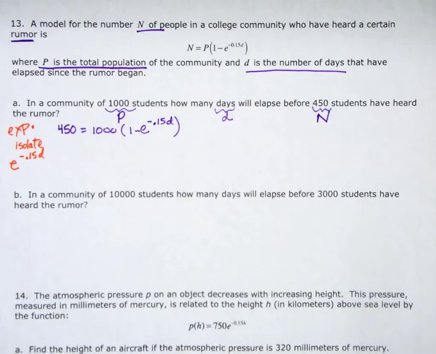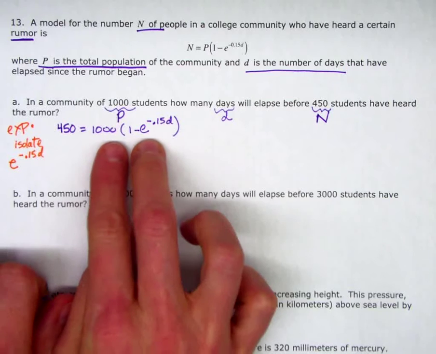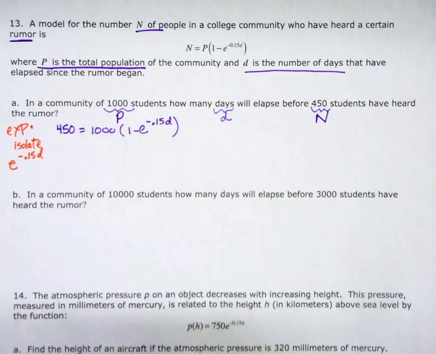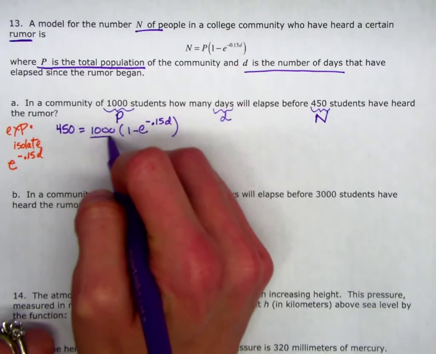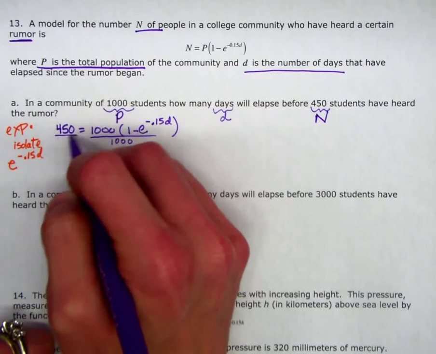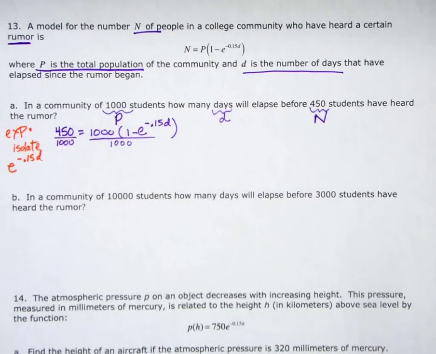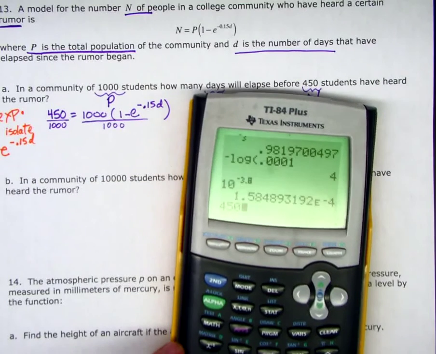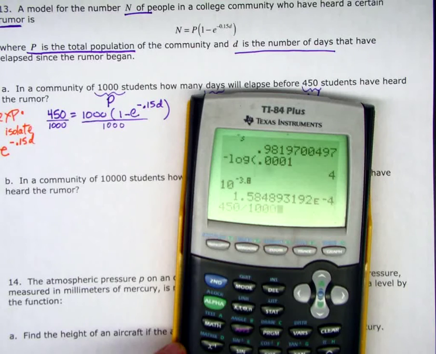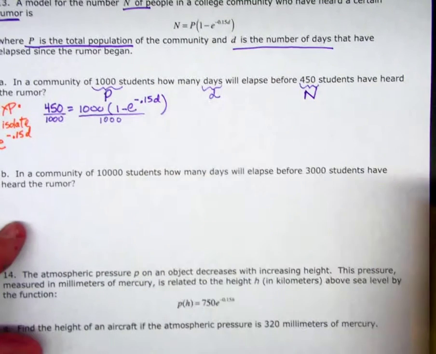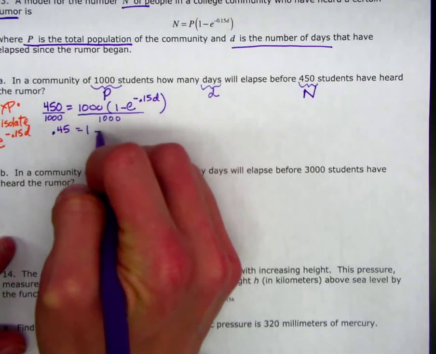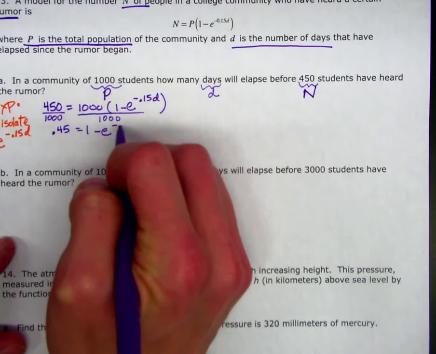In order to do that, what are we going to have to do first? Perfect. We're going to divide both sides by 1,000. You just have to move the decimal, but if you're not good with that, you can type it in. 450 divided by 1,000, you get 0.45. So now we have 0.45 equals 1 minus e to the negative 0.15 d.